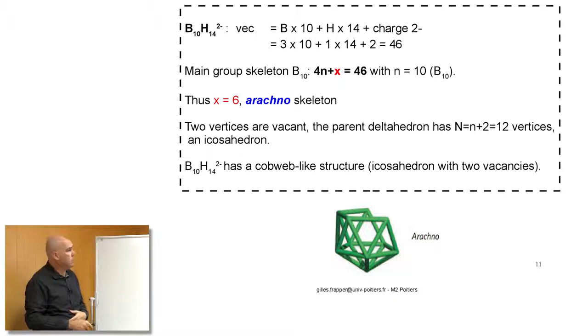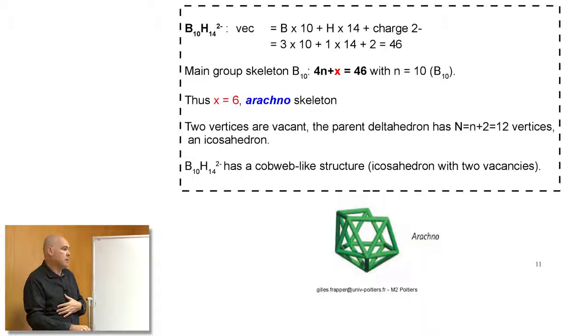So third case, B10H14 2-. So here the cluster electron count is 46. So x is equal to 6 because you have only 10 atoms here. So you should get an arachno skeleton. Okay, because x equals 6. An arachno skeleton coming from 10 plus 2 vacant, so from a polyhedron with 12 vertices. So the structure is a cobweb like this.